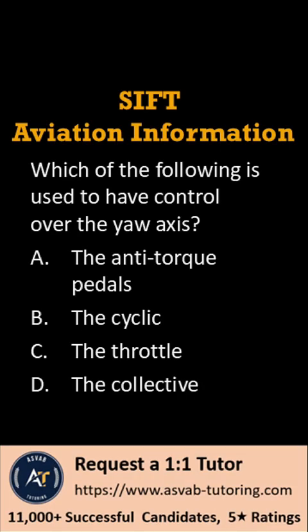Which of the following is used to have control over the yaw axis? A. The anti-torque pedals. B. The cyclic. C. The throttle. D. The collective. The correct answer is A.